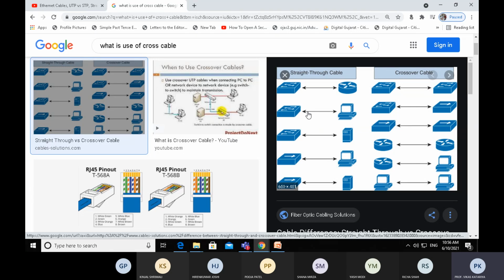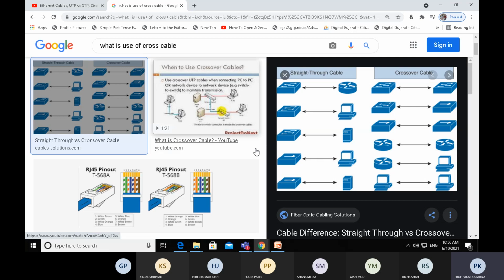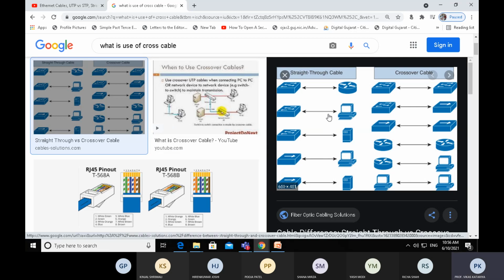So there are different types of machines we have connected together. So we required a straight cable in that manner. So we have designed the star topology by using a straight cable.